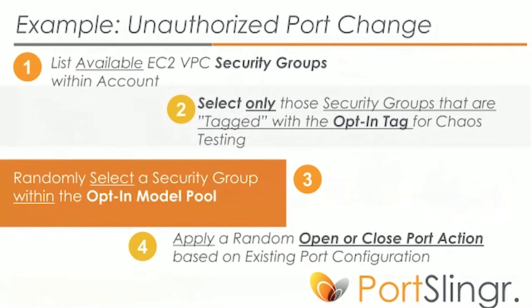So it selects all the available EC2 VPC groups. It selects the security groups that are tagged with the opt-in tag. It could be anything from a random variable to text. It's just a resource tag. It randomly selects within the security group opt-in model pool, and then it will randomly open or close a port. Based upon the existing port configuration, we check to see what ports are open, and it will randomly open or close a port.